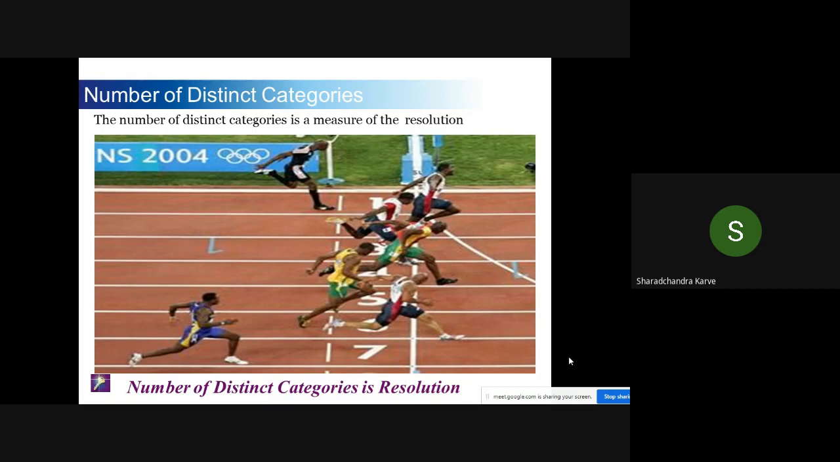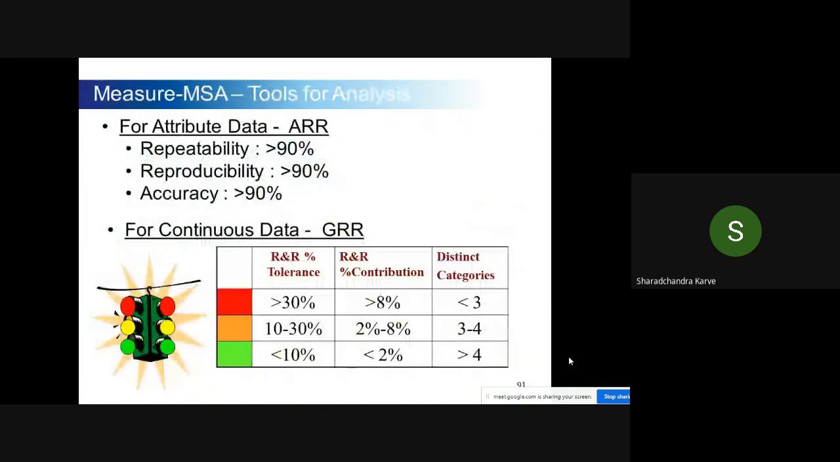So if I want to do that at the end of the Six Sigma project, whether my measurement system will allow me and has the capability to measure that change in my process, that is what is most important, and it is called the number of distinct categories or the resolution of the process. Next slide, please.